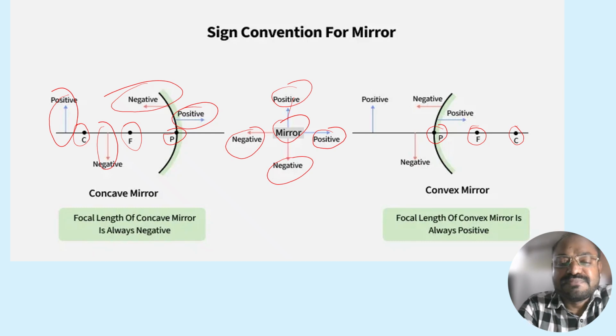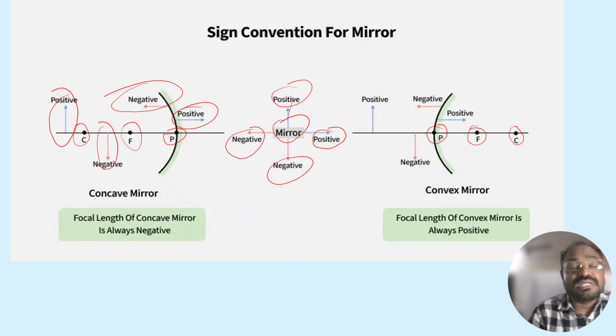So in the convex mirror also, you can see the positive direction. If it is in the upward direction, it is going to be positive. If it is in the same direction, it is going to be positive. And if it is in the downward direction or in the opposite direction, it is going to be negative.